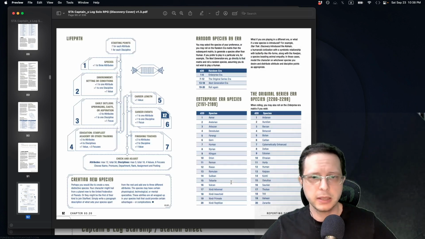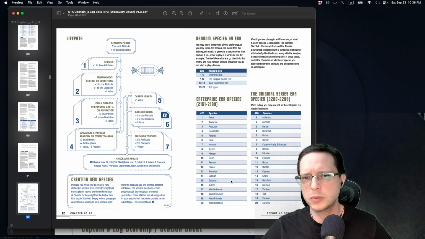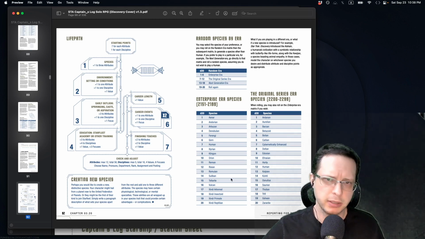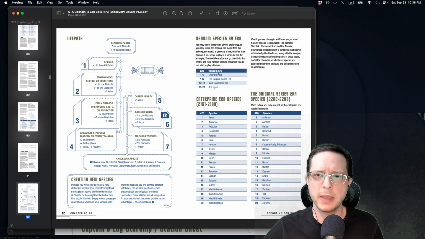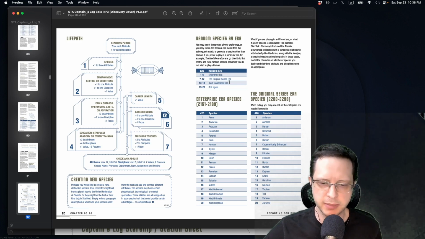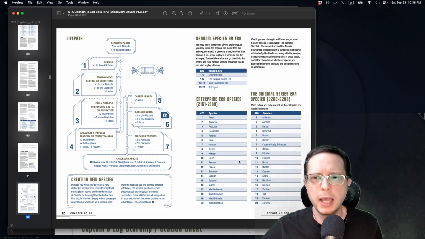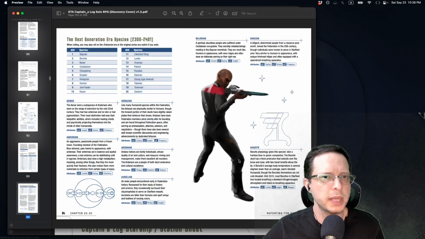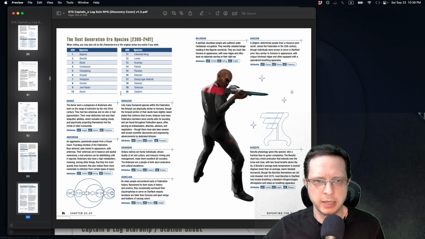I think we're going to go ahead and do a Next Generation era character, so I'm not going to bother rolling on this randomization era table. We're going to be doing Next Gen, so that should be over here. Yeah, here. So here you see we have a 20-sided table for randomizing the species of our character.